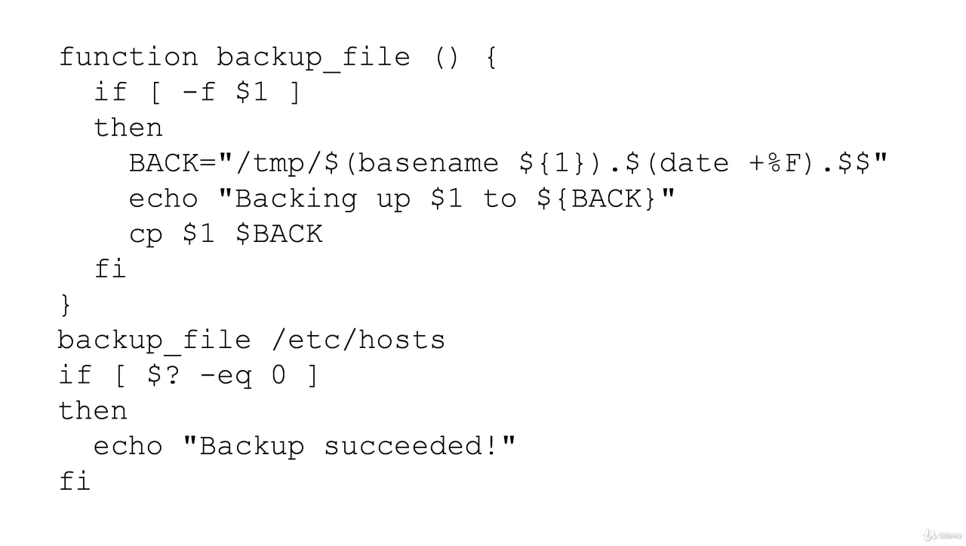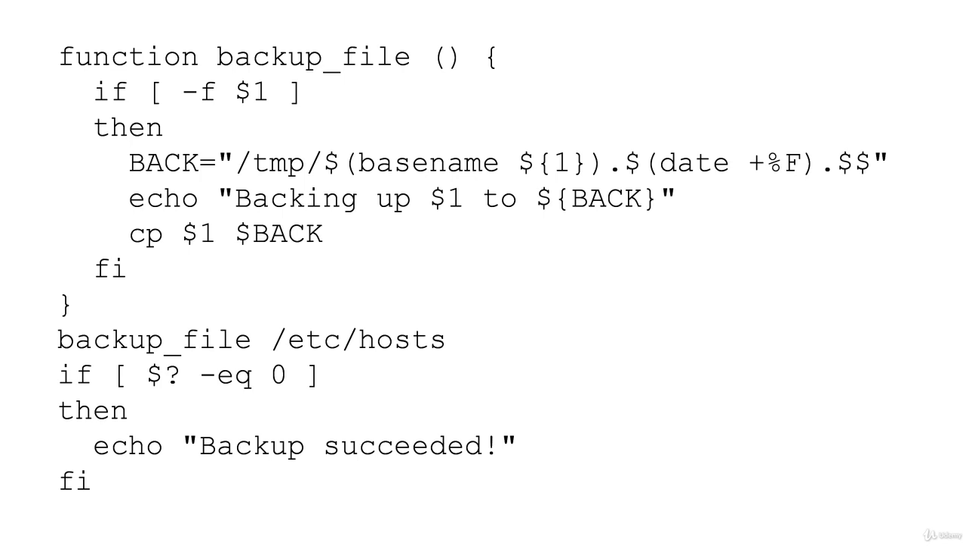The base name command removes any leading directory components and returns just the file name. The base name of /etc/host is just host, for example. The date command is using a nice format of year followed by month and finally the day, all separated by dashes.